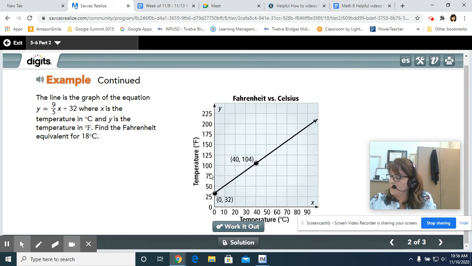We have a formula. It says y equals 9/5 x plus 32. And I'm writing this down and we'll show it to you in just a second. And then it's telling us, okay, that x is 18. Because see where you have your x-axis right here? Those are your degrees Celsius. So x equals 18.